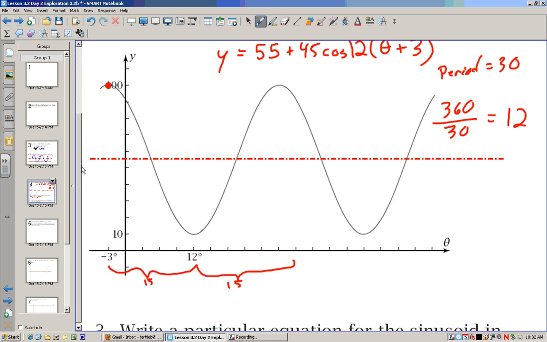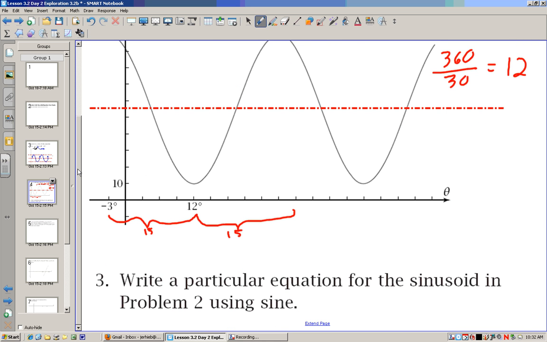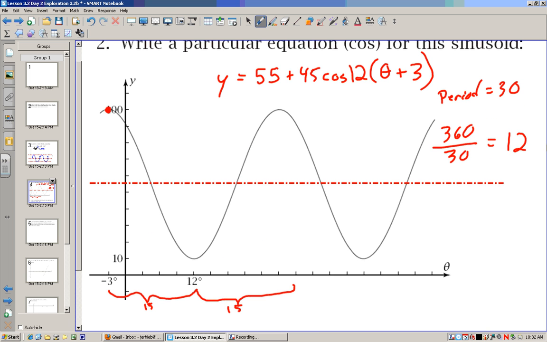Now, number 3 in your sheet says, let's write this equation using sine. So if I want to use sine, sine starts in the middle and goes up. So this would be a great spot for that. One problem with this is we'll have to use decimals, because this point is exactly in between 12 and 15 to the right of 12, which is 27.